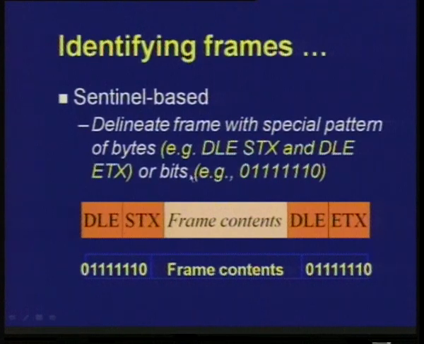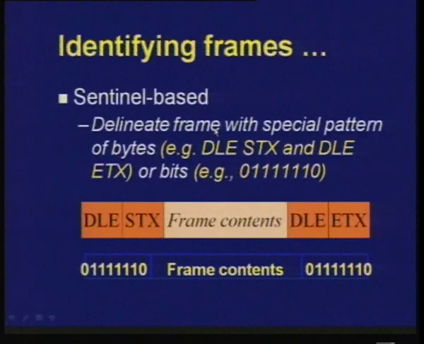If you are using a bit based sentinel, then you could use a special pattern like 0 followed by 6 ones followed by a 0, what we refer to as a flag pattern, to identify the beginning of a frame or the end of the frame, or rather it is used for both beginning and end. Use the same pattern, and you can have the frame contents provided in between this flag pattern. So this is the start flag, this is the end flag. Okay, so you have the frame contents being provided within that. This is what you could do in a sentinel based scheme.